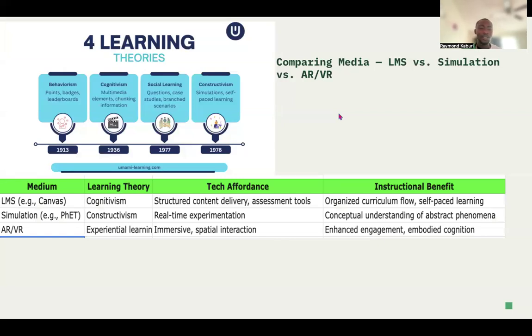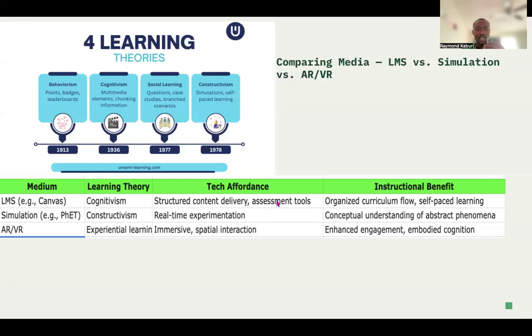So number one is the medium, the LMS, an example being Canva. The theory that this falls under is cognitivism. The tech affordances are that we have structured content delivery and availability of assessment tools that can be used in Canva for our assessment during our lessons. And the instructional benefit is that we have an organized curriculum flow and we can also have self-paced learning.